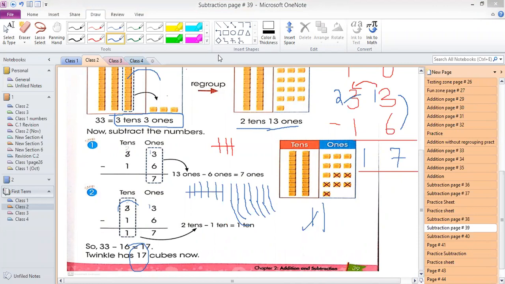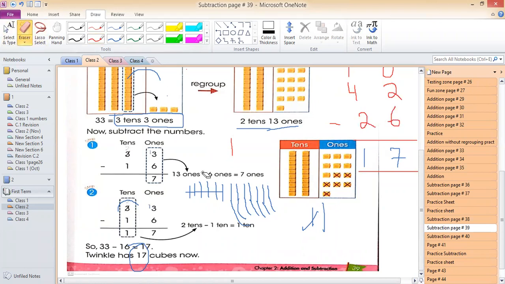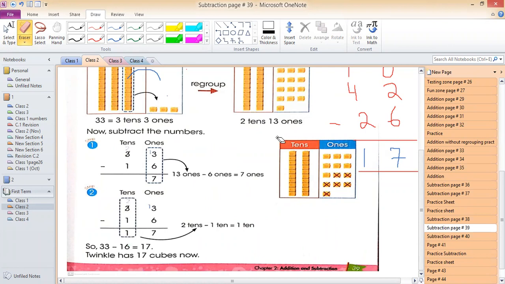Let's take one more example, guys. I give you one more example. Instead of 33 minus 16, I write here the number 42 minus 26. So this is the number, guys. I will make you understand with this example also.